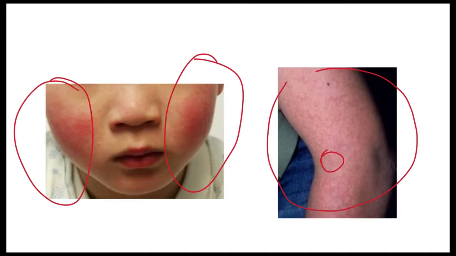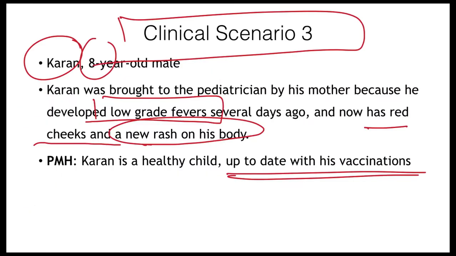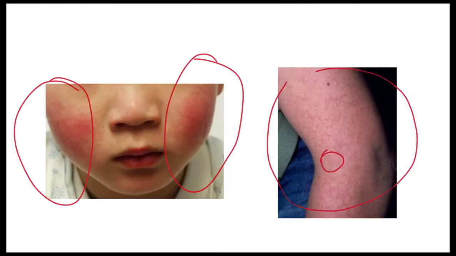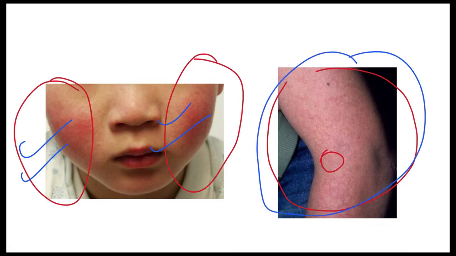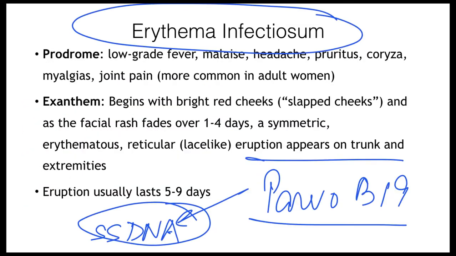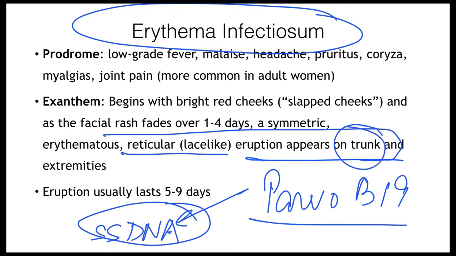And the typical clinical presentation is like it has been described to you in the clinical scenario, that he had a fever, and later after the fever he had this rash and these red cheeks. This slapped cheek appearance is very characteristic of parvovirus B19 and the disease, erythema infectiosum. And the rash has a typical lacy pattern. As you can see, the rash has a lacy pattern with a central clearing. A reticular lace-like eruption tends to be there on the trunk and the extremities, and this rash tends to fade over 1 to 4 days.